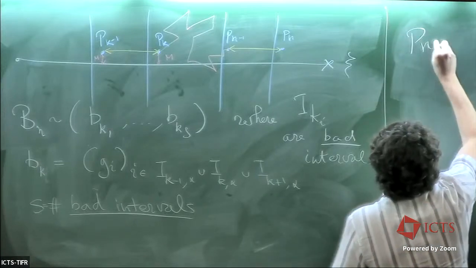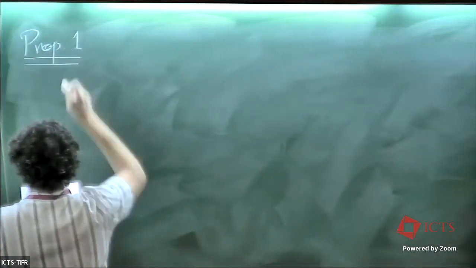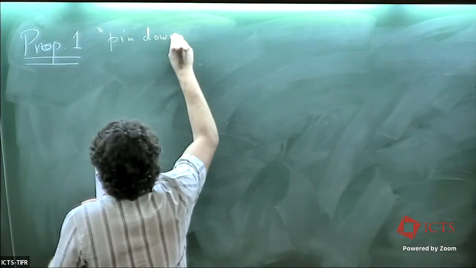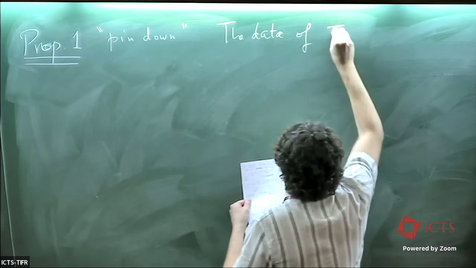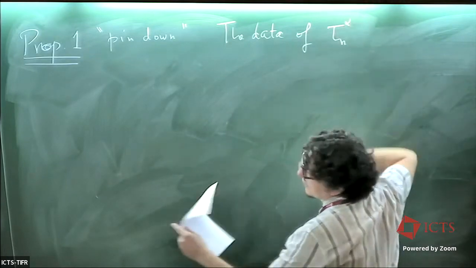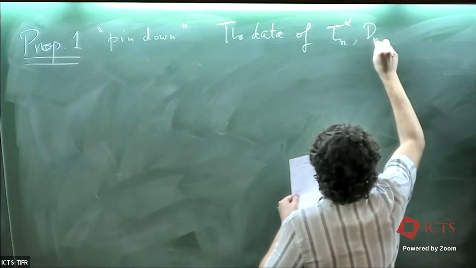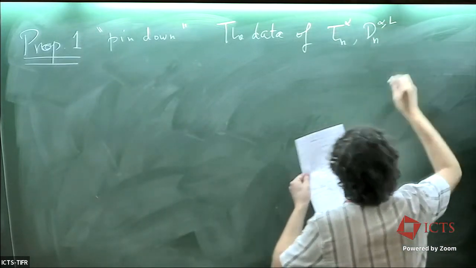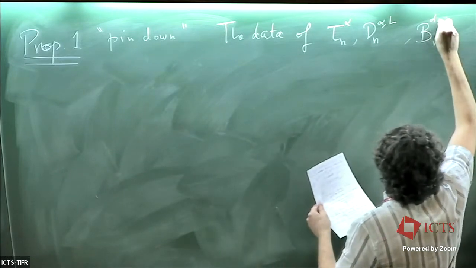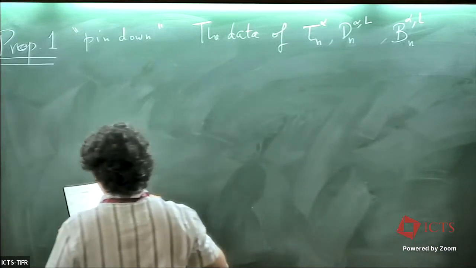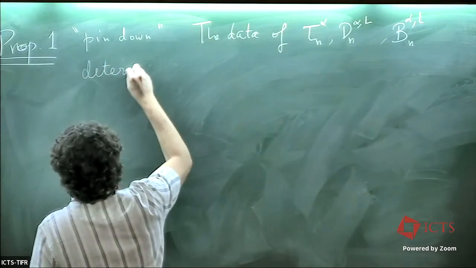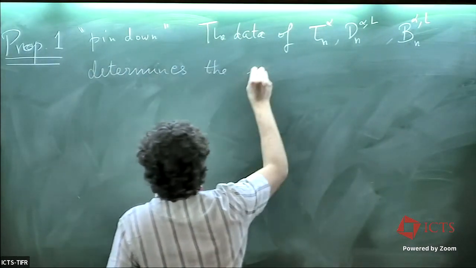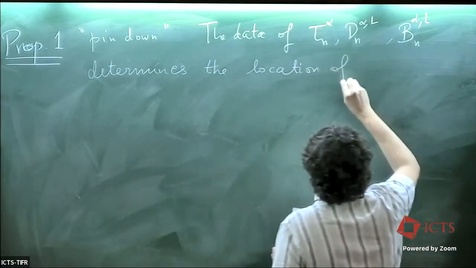So there are two propositions. So let's call it Proposition 1. And so this is the pin down thing, meaning that the data of how n, which depends on alpha, so if you think about it, d_n, which is this good distance, which depends on alpha and l, and then this B are these bad locations, which also depends on alpha and n, pins down, so determines in some sense, the location of w_n. In what sense?